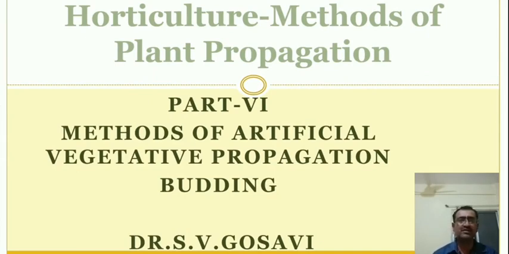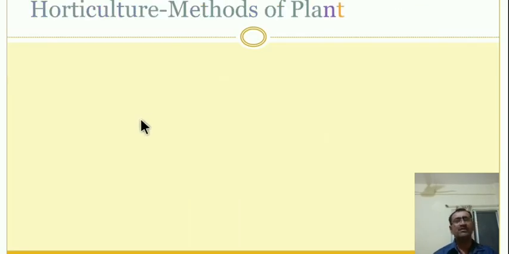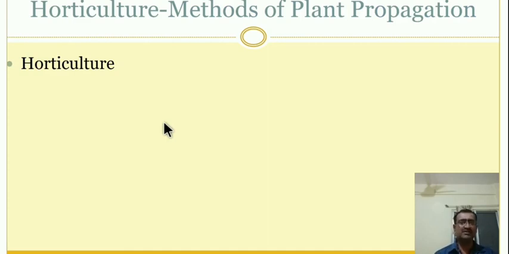Today our topic is methods of artificial vegetative propagation, and in this part we are going to learn about budding. What is meant by budding, and the different types of budding, are learned here. First of all, let us see horticulture and methods of plant propagation. What is meant by horticulture?